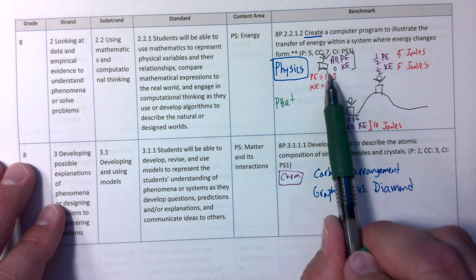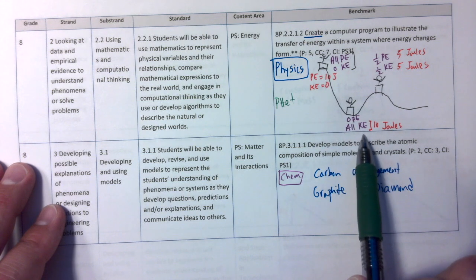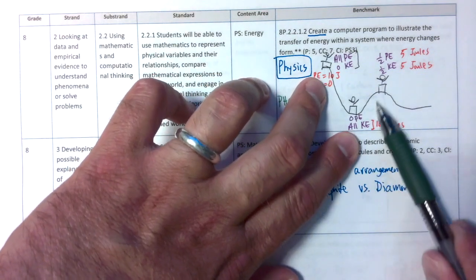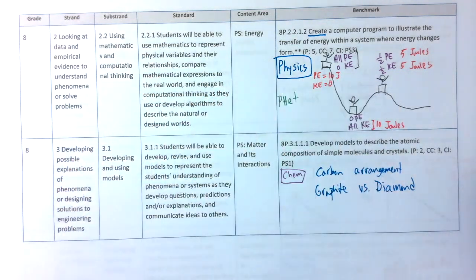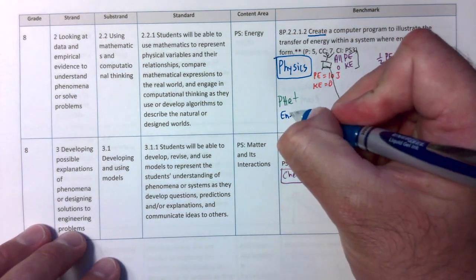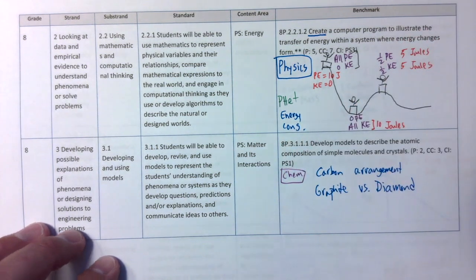But notice when you add the PE and KE, it's equal before and after because energy cannot be created or destroyed. So it always is going to sum to 10 joules. And then at the halfway point here, it's going to be 5 and 5. So I know it's not in the standard, but I would definitely talk about energy conservation here. Energy cannot be created or destroyed.